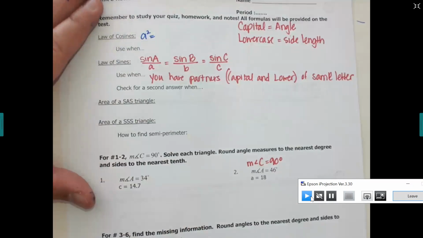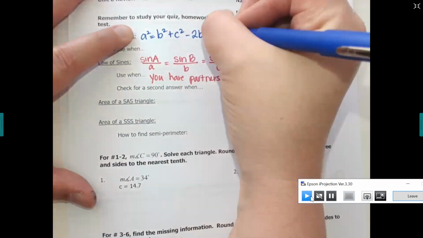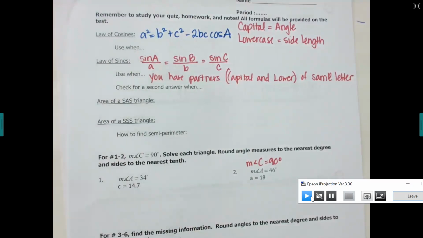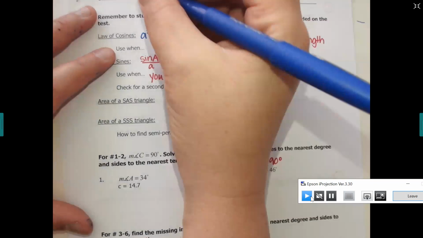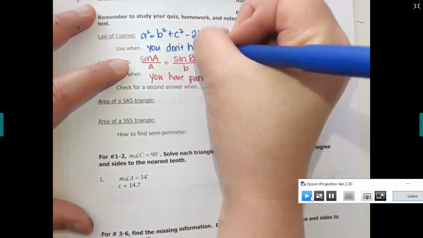Okay, it's a squared equals b squared plus c squared minus 2bc cosine A. Now, on your formula chart, there are going to be 3 different versions of this exact same formula, one solved for A, one for B, one for C. They're really all the same though, it's just what letter you're missing. Okay, and you're going to use this one when you don't have a set of partners of the same letter, capital and lowercase. So you don't have partners.